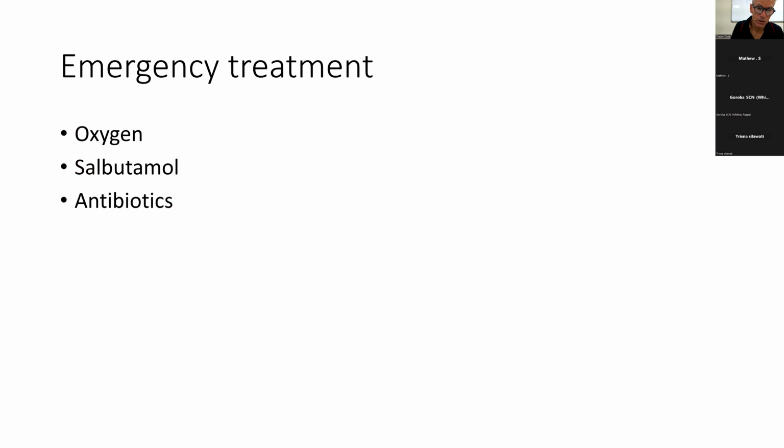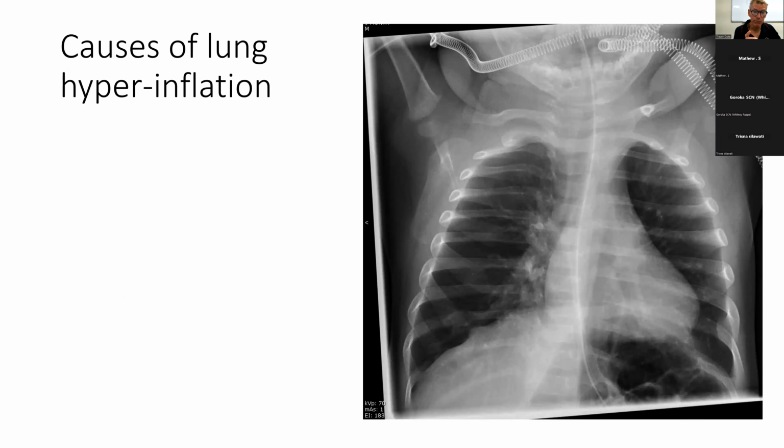I wanted to just touch on the causes of lung hyperinflation. We've talked about that before, but let's just list the causes. What could cause such severe lung hyperinflation? You can see in this child, flattened hemidiaphragms, black lung fields, separated ribs. What can cause that? We've talked about bronchiolitis and we've talked about asthma. Anything else?